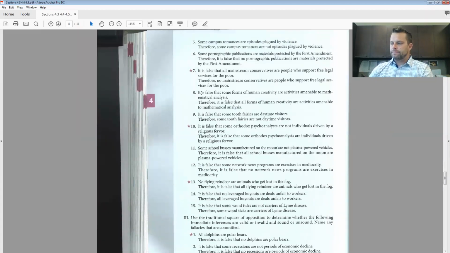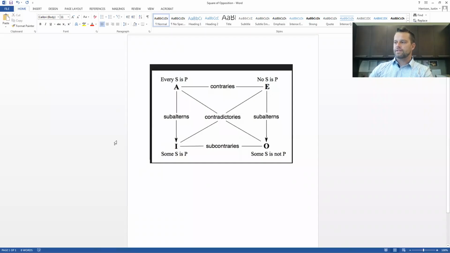All right, number 8. Remember that you can look up all the starred ones in the backs of your books. It's false that some forms of human creativity are activities amenable to mathematical analysis. They're saying that this statement is false. Some C are A. It's false. Okay, let's look at our table. Some C are A is false. What type of statement is that? That's an I statement. But it's given as false.